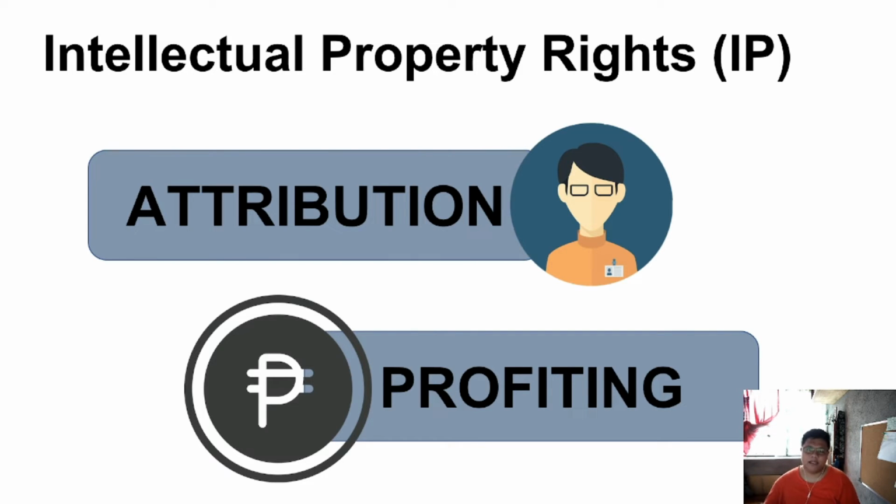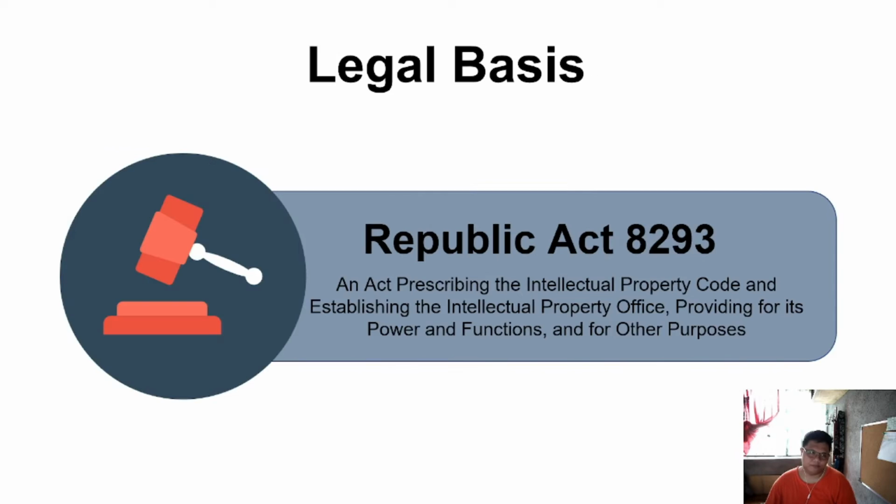Okay, so basically, these are the two aspects of intellectual property rights. Number one is attribution. The product should be attributed to your name. And profiting, you should be the one to gain profit from that intellectual property right, because you have the sole exclusive rights. And in the Philippines, we have legal basis. It's RA 8293, or an act prescribing the Intellectual Property Code and establishing the Intellectual Property Office, providing for its power and functions and for other purposes.